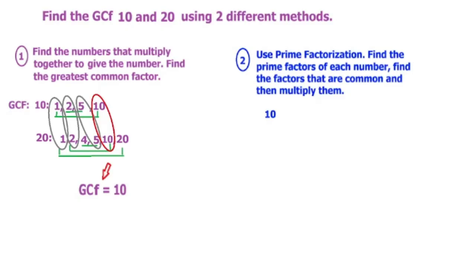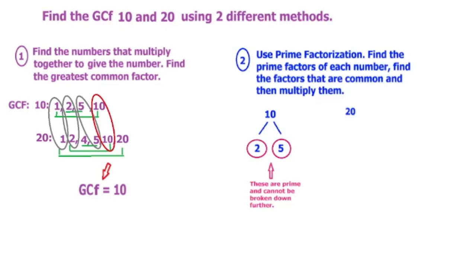Now let's work on the prime factorization method. Let's start with 10. So what are the prime factors? What can 10 be broken down into? It can be broken down into 2 and 5. So 2 times 5 gives you 10, right? So 2 and 5 are both prime numbers. These are prime and cannot be broken down further. Okay, so we're done with 10.